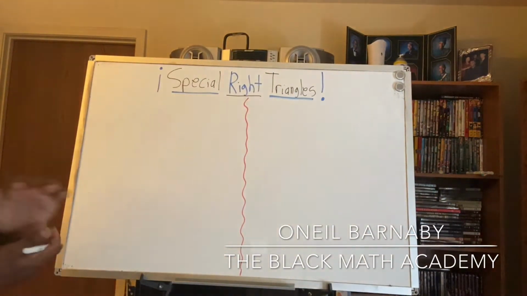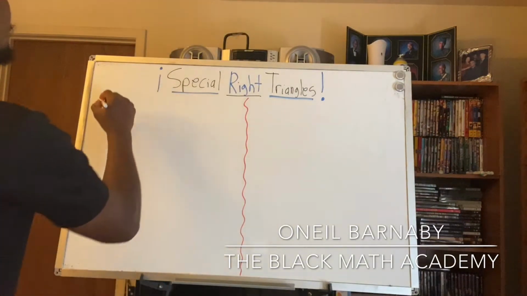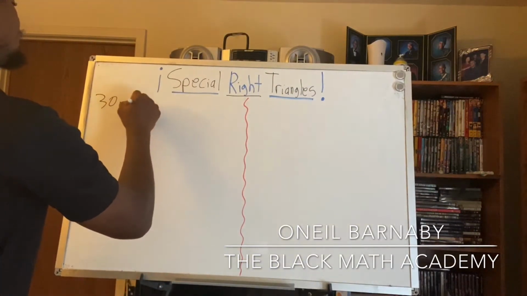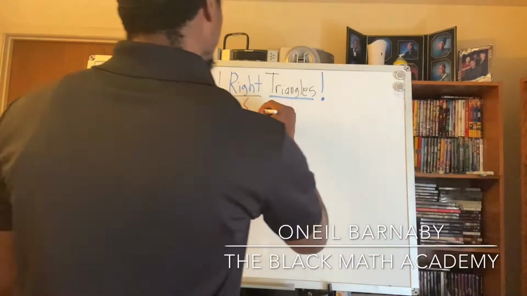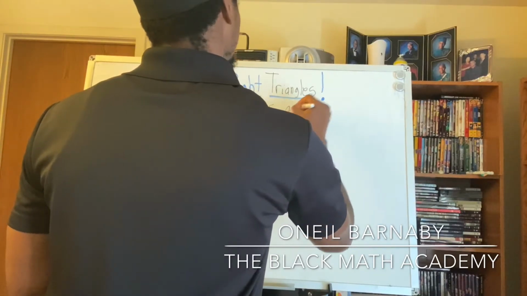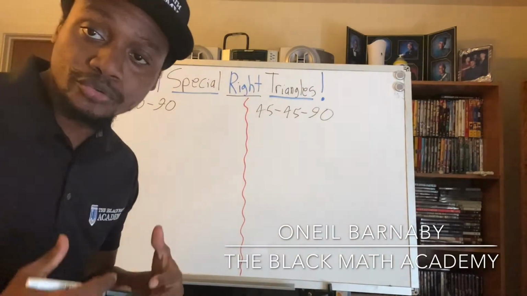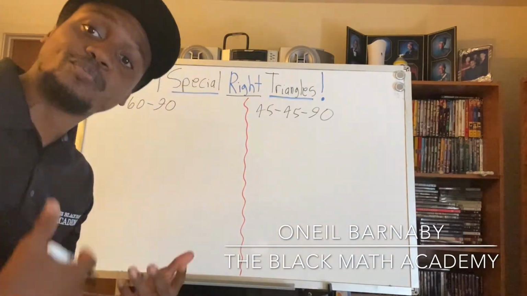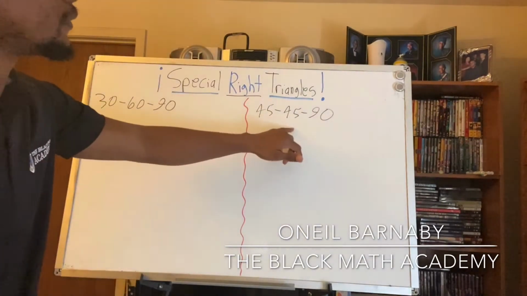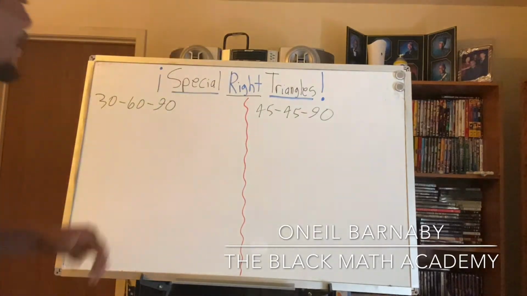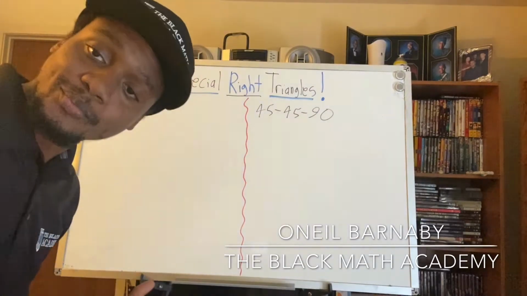All right, so special right triangles, there are two types of special right triangles, one of them being what's called the 30, 60, 90 triangle, and the other one is the 45, 45, 90 triangle. Right, so these numbers represent their angles within that triangle. 30, 60, 90 are the different angle measurements. 45, 45, 90 are also the angle measurements. And it's called a special right triangle because 90 degrees means a right angle within it.